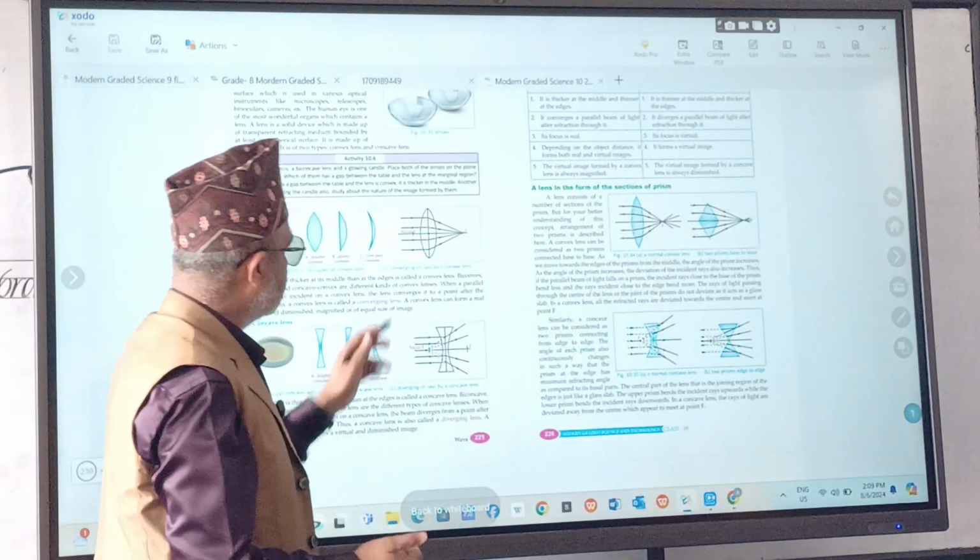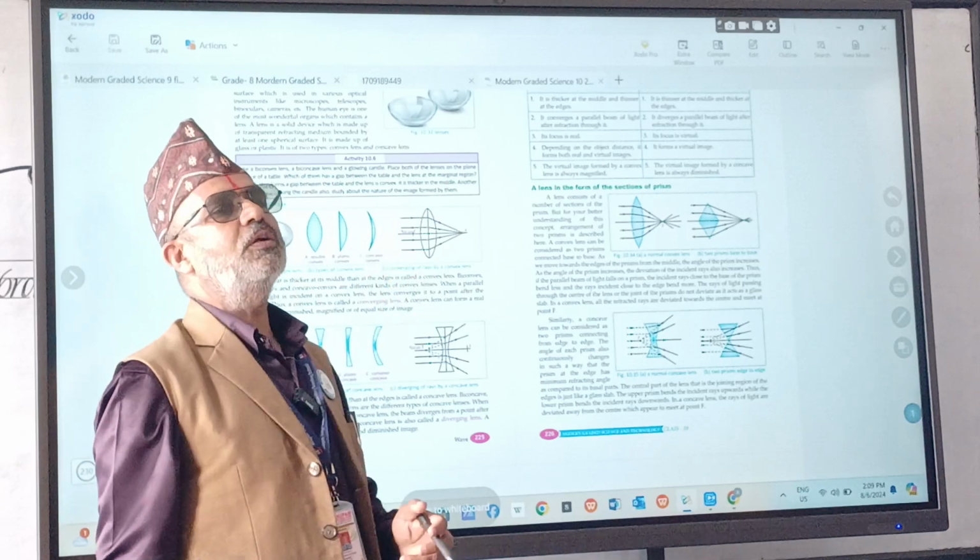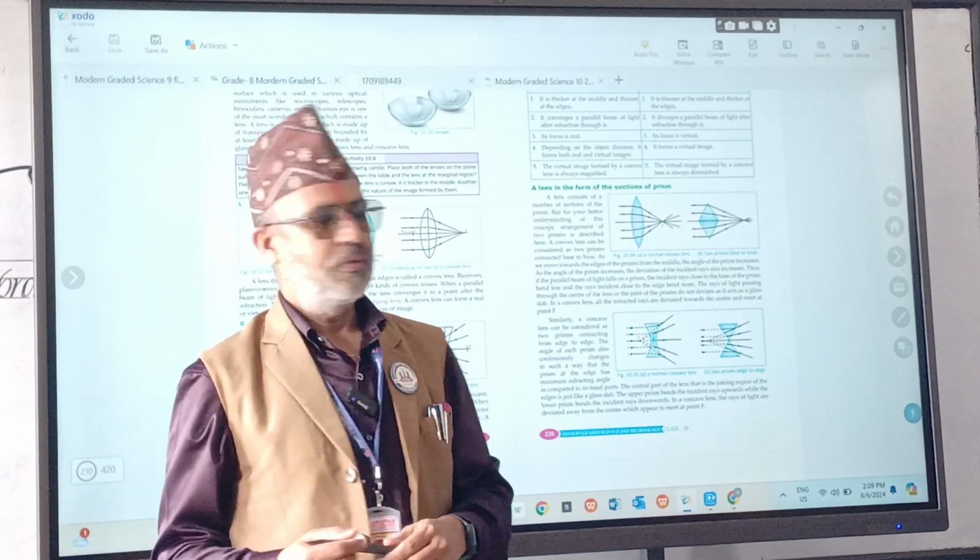So two types of lenses. Convex lens is called converging lens. What is the spelling of converging?